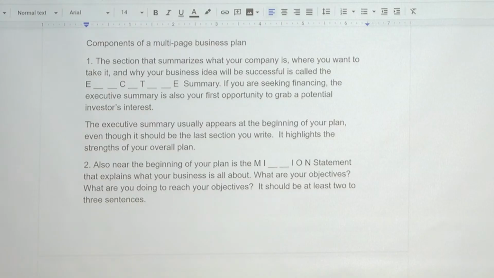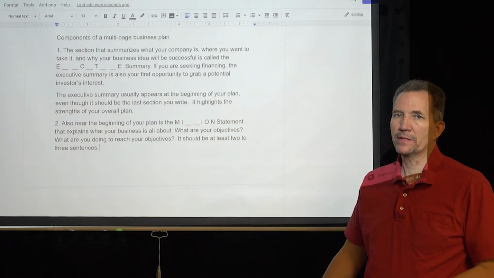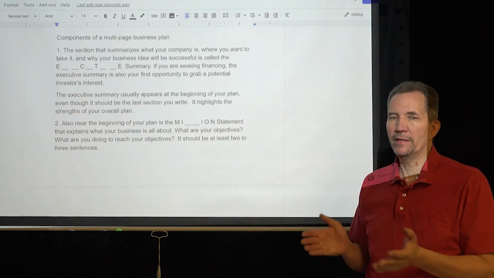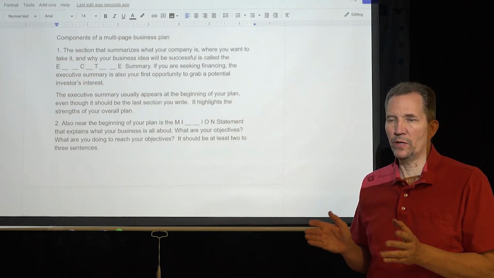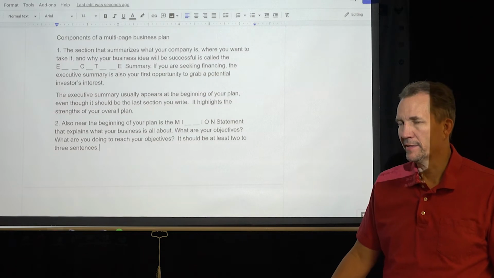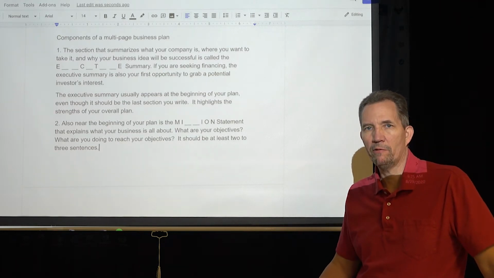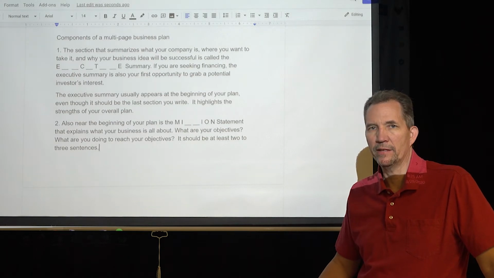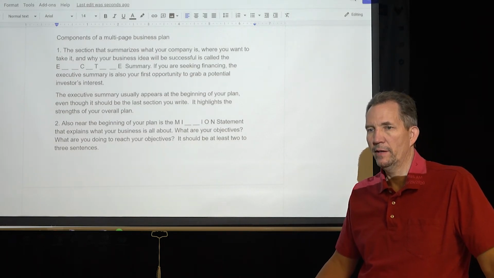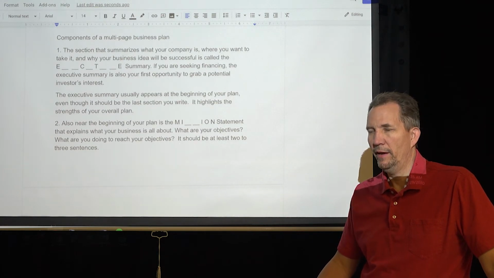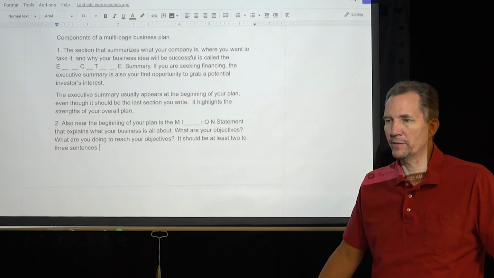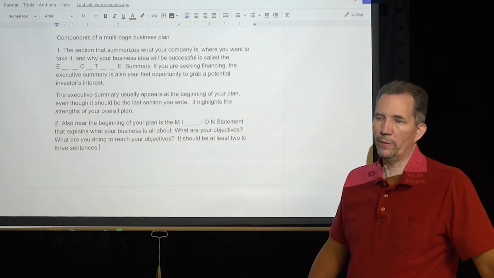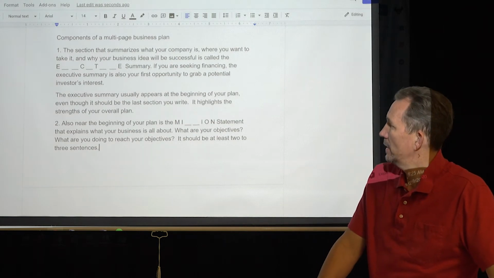Number 1, the section that summarizes what your company is, where you want to take it, and why your business idea will be successful is called the executive summary. Executive summary means this is the overall plan condensed down to just the finest points, so you can get the idea fairly quickly. It's like instead of reading that 400-page novel for English that you just can't stand, it's not your kind of style of story, then you get the Cliff Notes, if you've heard of that, and you find out in reading about 10 pages what it's all about, so you can do a book report and get away with not having to read the whole novel. That's what an executive summary is.